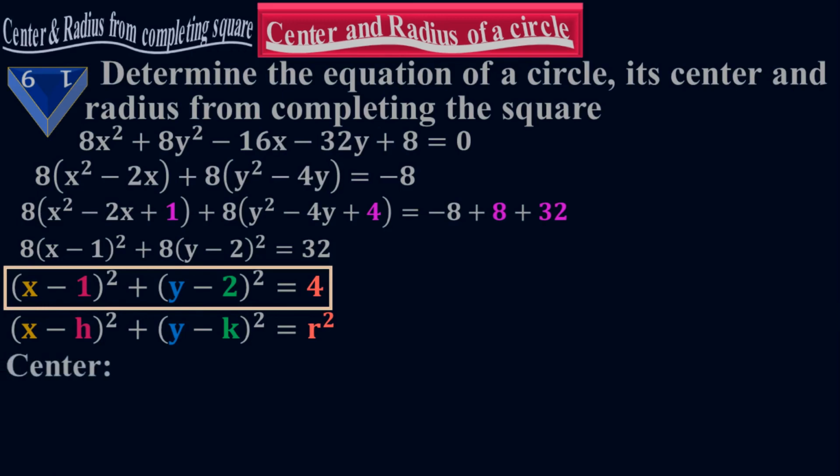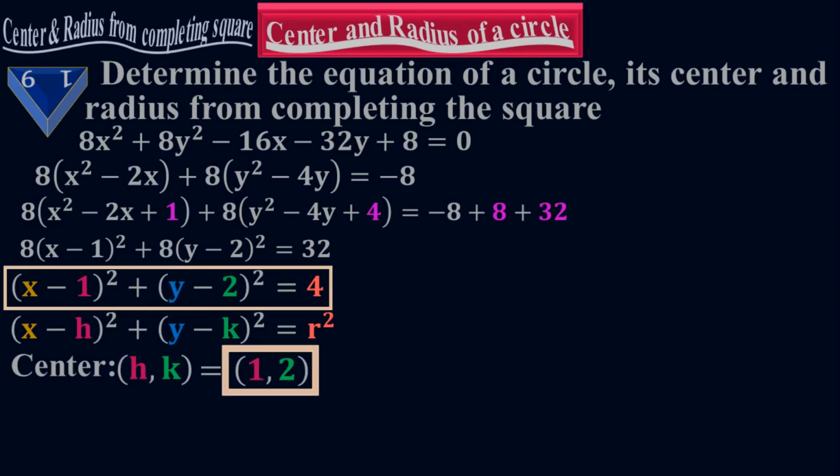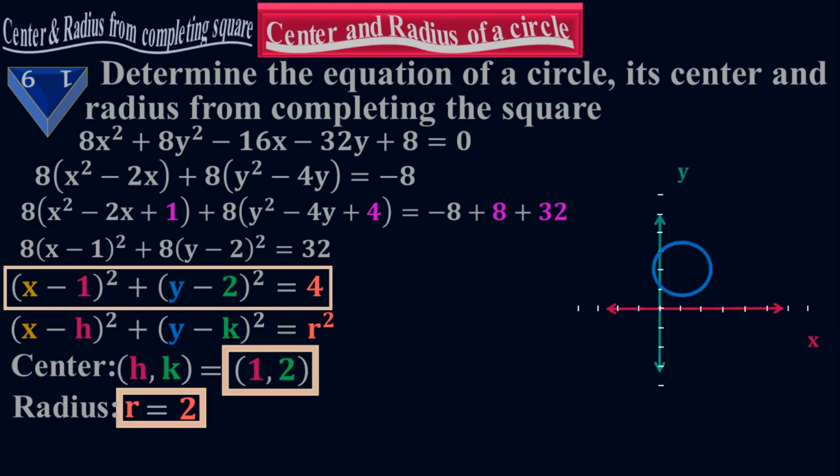Therefore, I can write that the center of the circle is h comma k, which is 1 comma 2. 1 comma 2 is the center of the circle. The radius r equals 2. 2 is the radius of the circle. What will be the graphical representation? Let me draw it graphically in the xy plane. This is the center of the circle, which is 1 comma 2, with the radius 2. This will be the graphical representation.